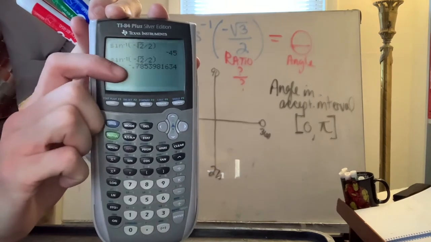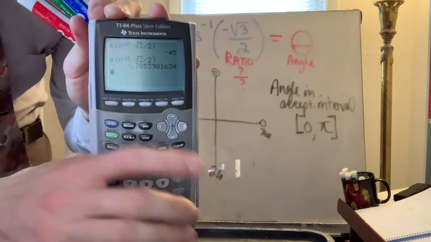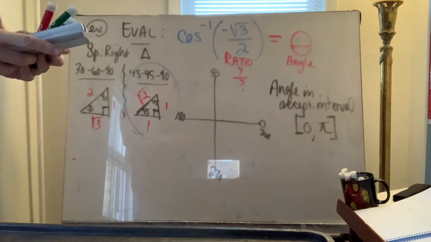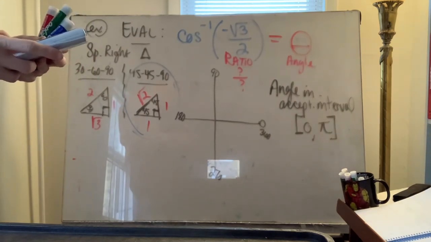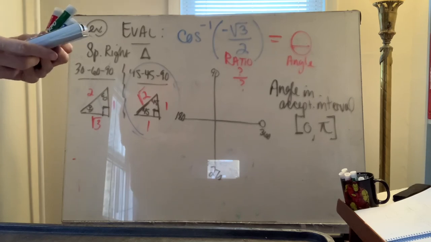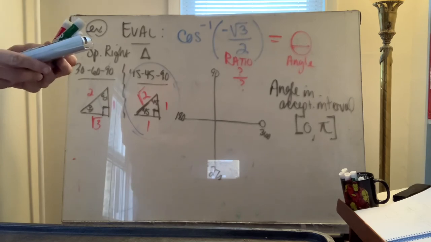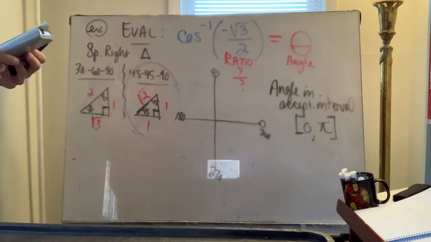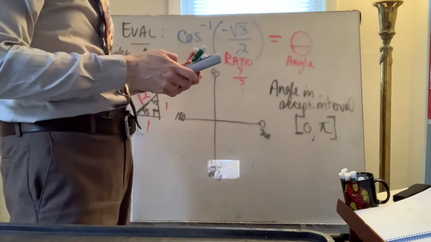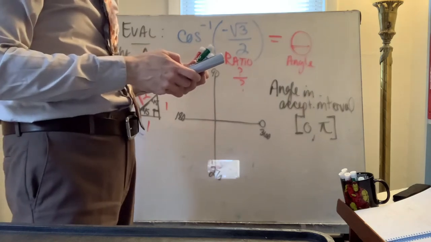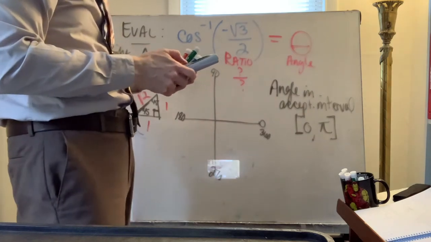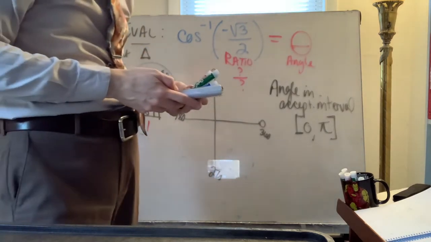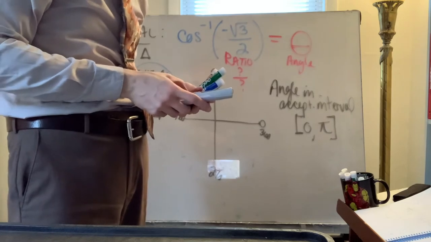It gives you the decimal equivalent. Because negative square root of 2 divided by 2, yep, clear that. I'm sorry, I accidentally deleted it, I gotta retype it, forgive me.